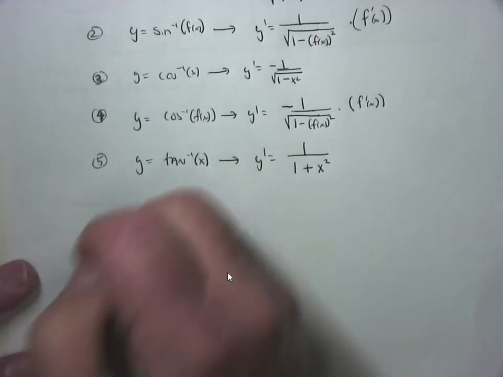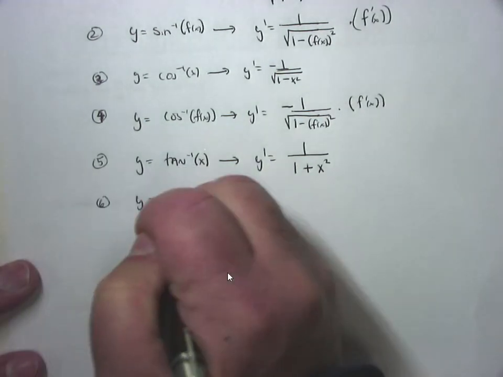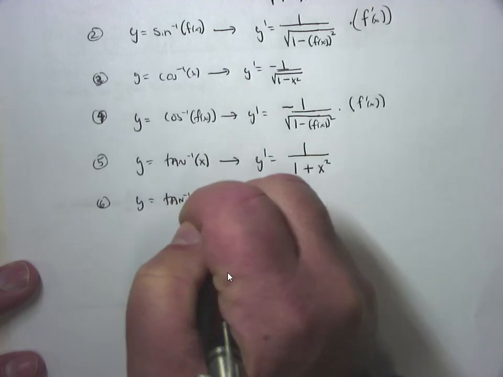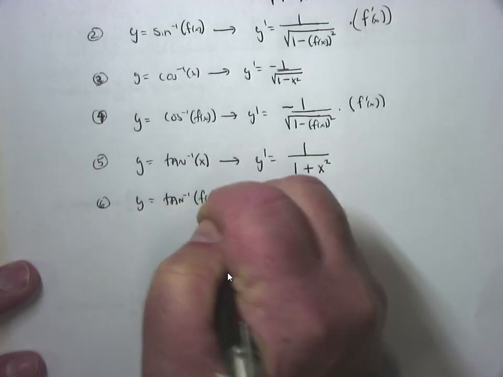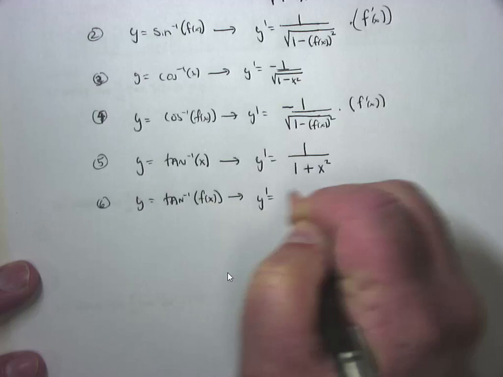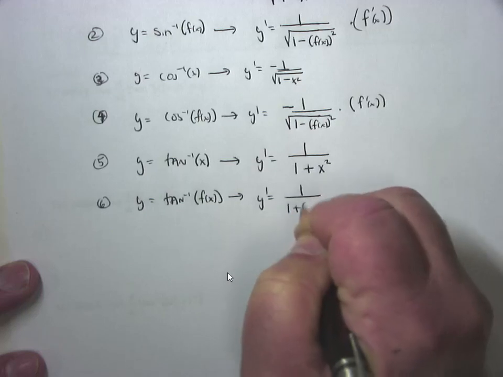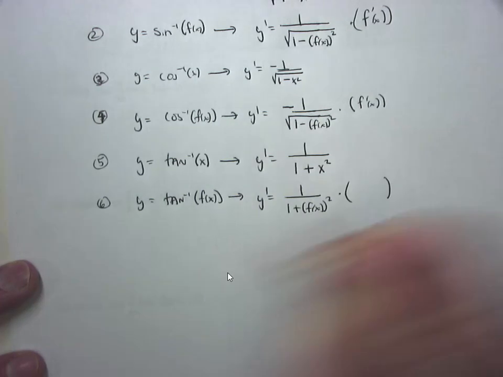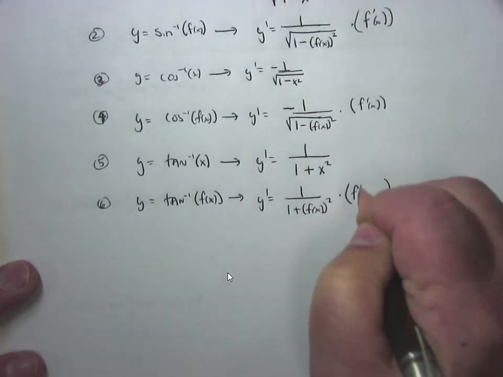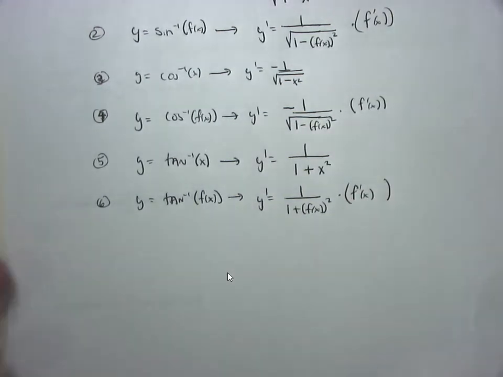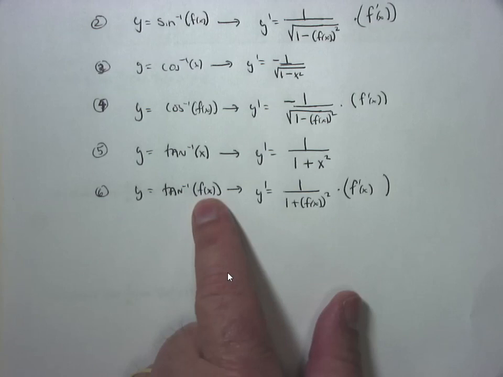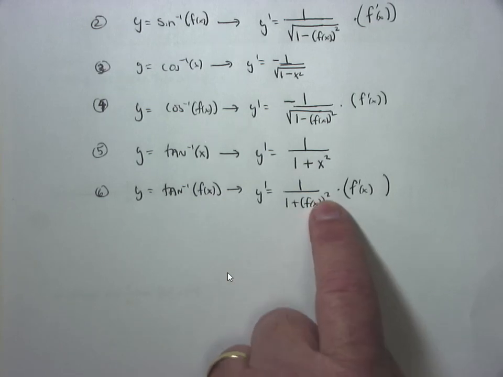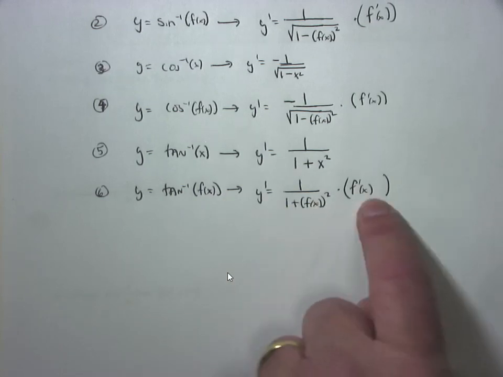So, number 6, if y equals the tangent inverse of a function, then the derivative is going to be 1 over 1 plus, catch a pattern, the function squared, but then times, in parentheses, the derivative of the inside. Chain rule version of it. Same pattern, but times the derivative of the inside. You put whatever you're taking the tangent inverse of down here and squared, plus 1 on the denominator, times the derivative of the inside.